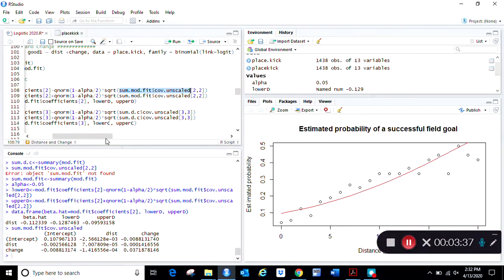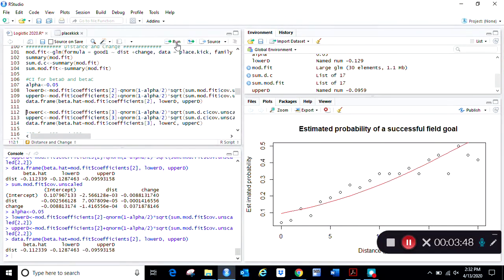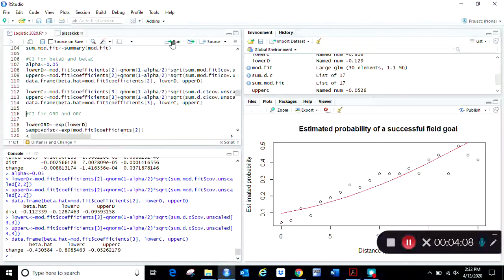Otherwise, the idea of the code is exactly what we had before when doing a confidence interval for the beta hats. Here I'm doing a 95% confidence interval. So here's my one for distance. Here is that estimate of beta, and then I have my confidence interval, which does not include 0, which shows me that distance seems to have a negative relationship with the probability of a successful place kick. And I can do the same thing with my change variable. Again, there's my beta hat 2 from my actual equation, and then its corresponding confidence interval.